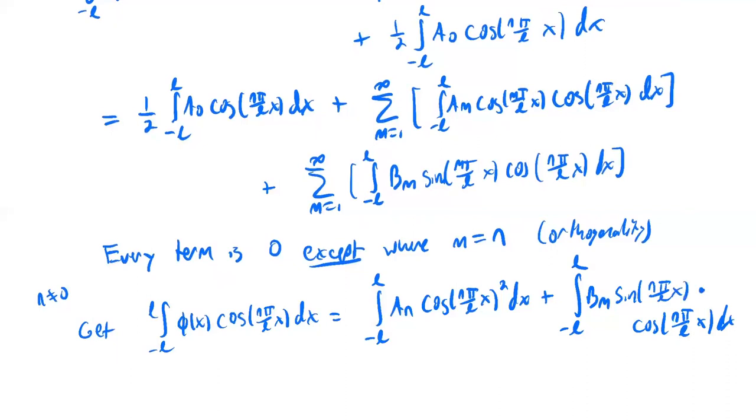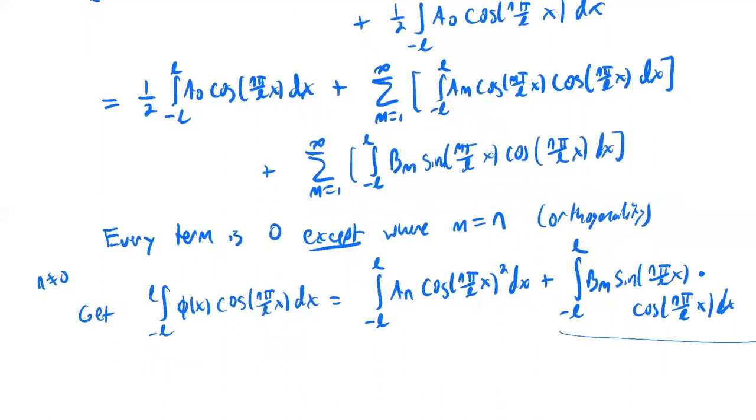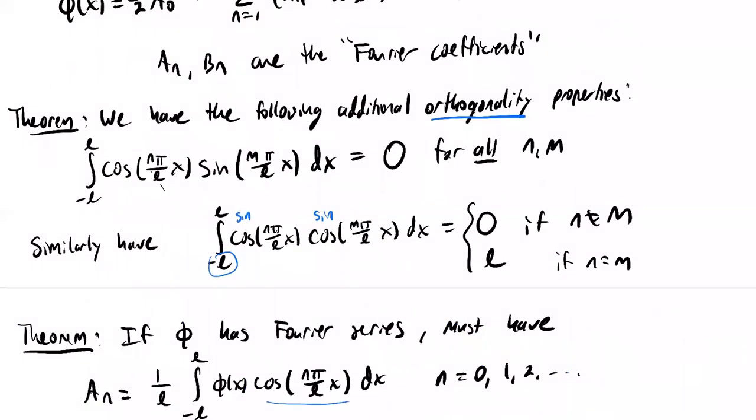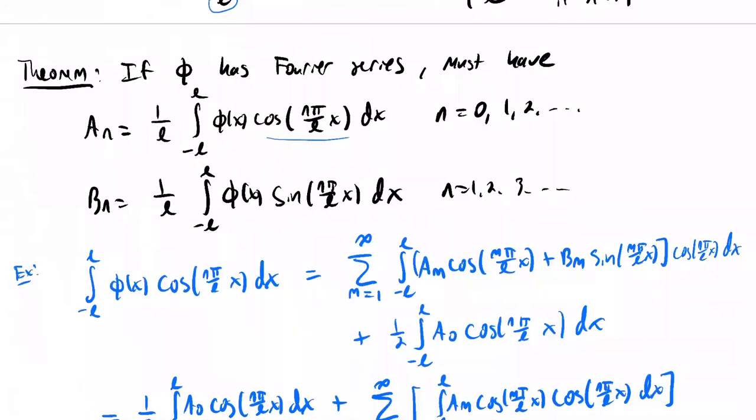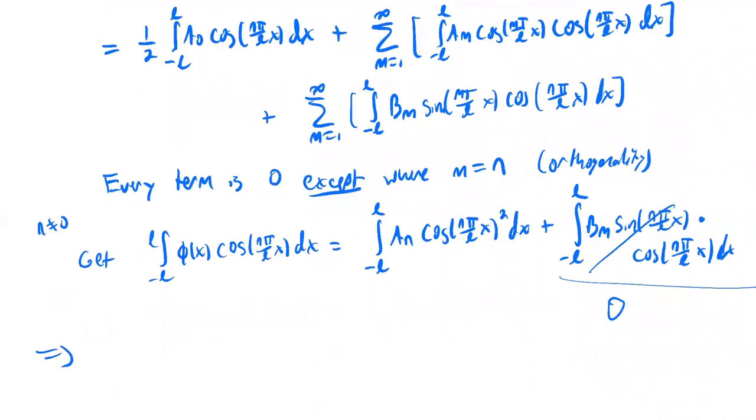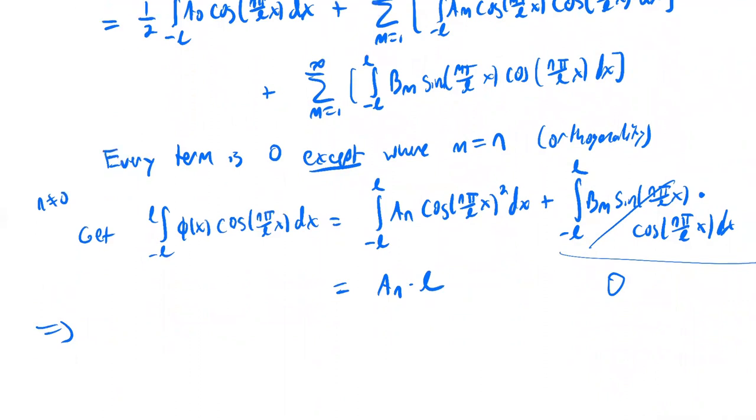Right, multiplying those. But we had this additional orthogonality property for combining sine and cosine terms, right? So this was this theorem over here. So this last integral is also 0. And so therefore we end up with, this is equal to an times, well, if I integrate cosine of n pi over L x squared, I get L, right? And so now if I divide by L on both sides, I get an is 1 over L times the integral from minus L to L of phi of x cosine of n pi over L x, as claimed.